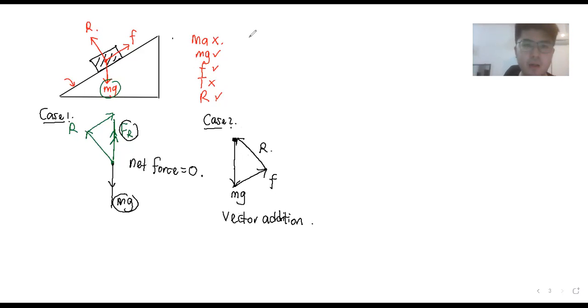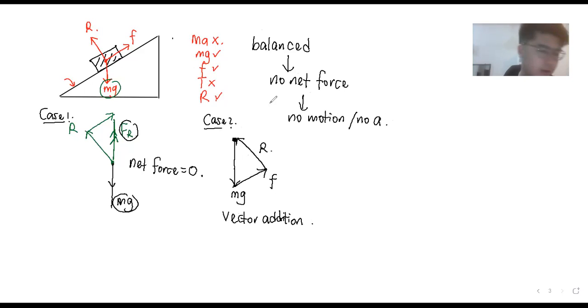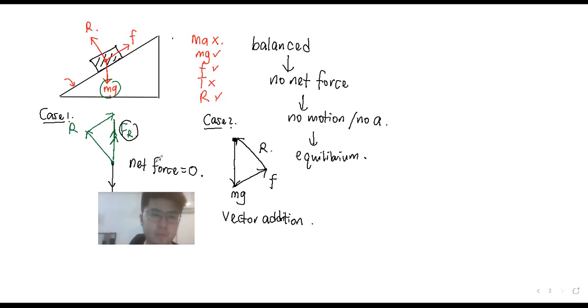So overall, again, I recap: balance. What does it mean by balanced system? It means no net force. What does it mean by no net force? It means no motion, or no acceleration. So what does that mean? Equilibrium. That's it. The forces on an inclined plane.